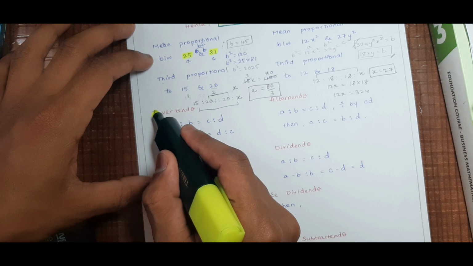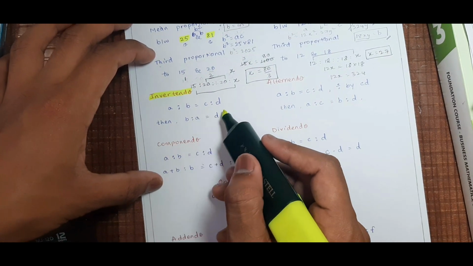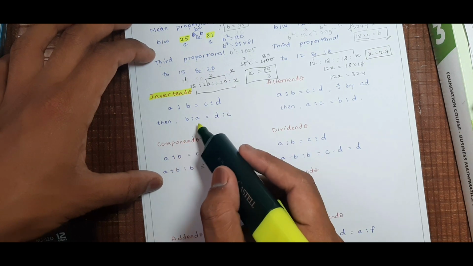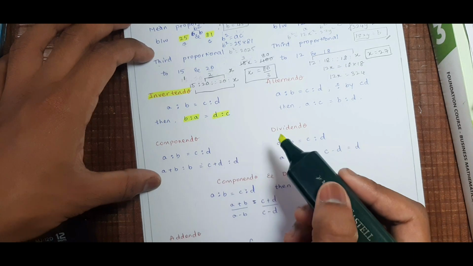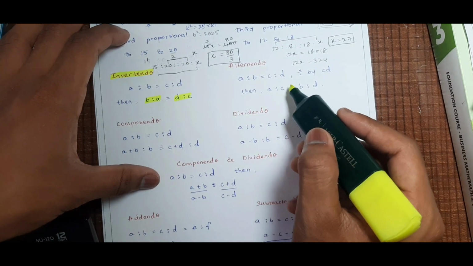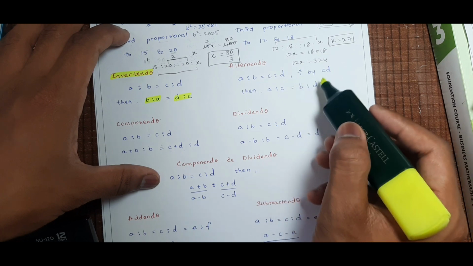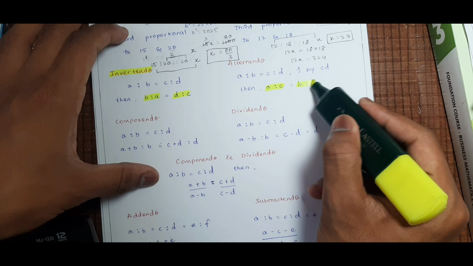The first one is invertendo. Invertendo means when A is to B equals C is to D, then B is to A will also be equal to D is to C. This is the first property. Alternando: when A is to B equals C is to D, when you divide this by CD, then A is to C will be equal to B is to D.